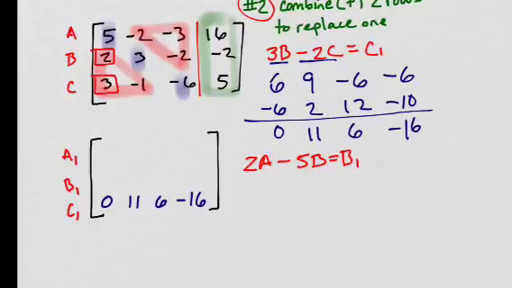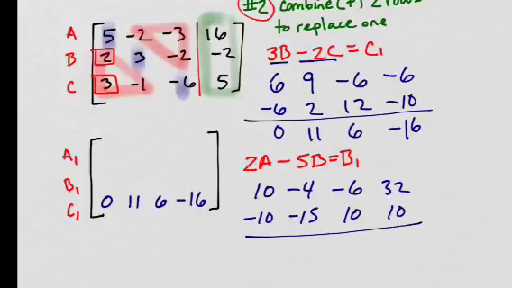Okay, so 2 times A, 2 times 5 is 10, 2 times negative 2 is negative 4, 2 times negative 3 is negative 6, 2 times 16 is 32, then negative 5 times the B row, negative 5 times 2 is negative 10, negative 5 times 3 is negative 15, negative 5 times negative 2 is 10, and negative 2, 10 again. Add these up, we get 0, negative 19, 4, and 42. So we'll write those in: 0, negative 19, 4, and 42.